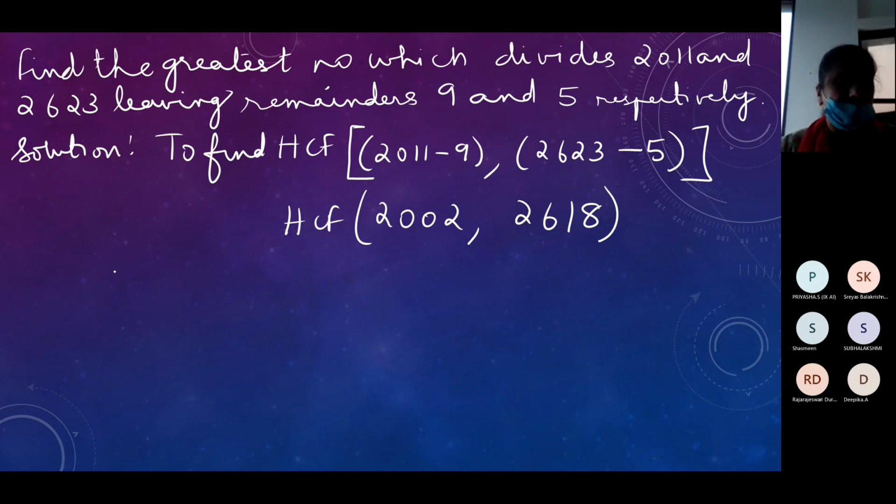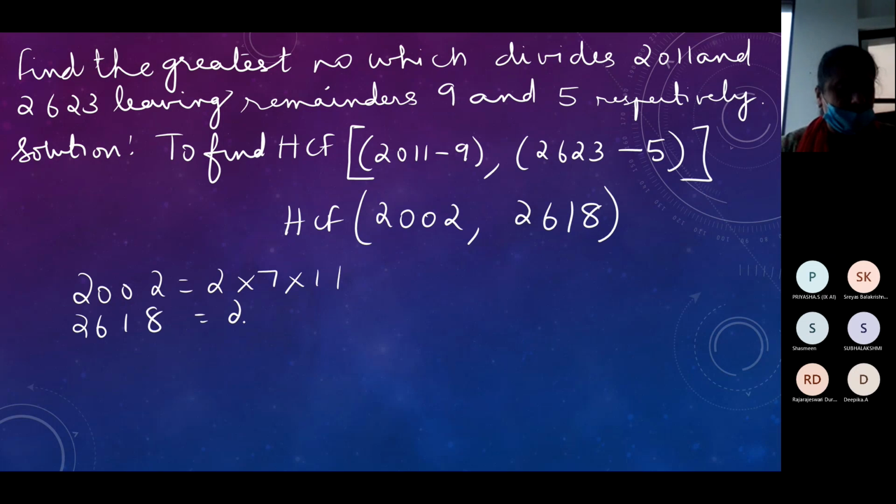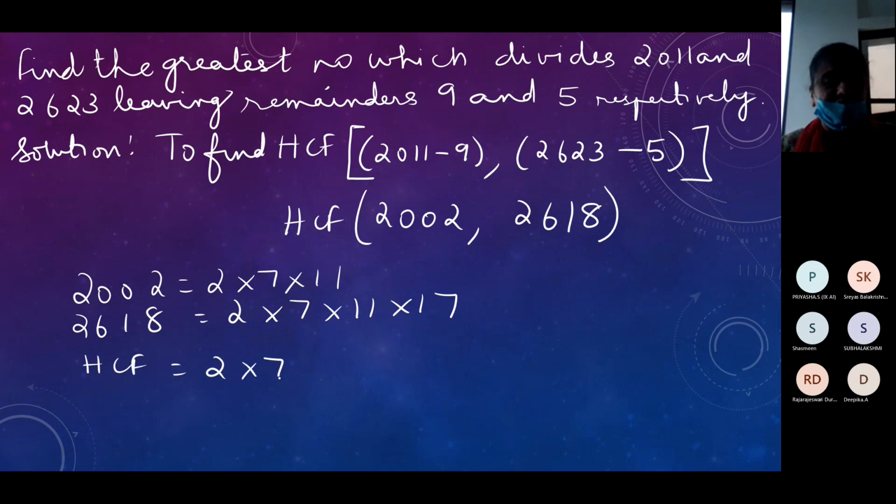All right, so she says 2002 is 2 into 7 into 11, and 2618 is 2 into 7 into 11 into 17. So the HCF is 2 into 7 into 11, which is 154.